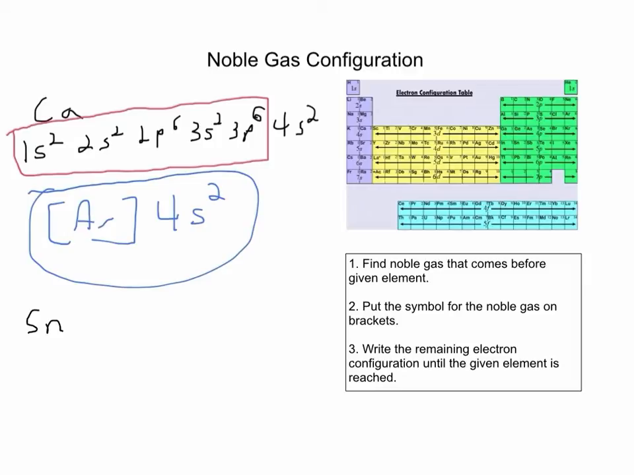So what you should get for tin is here on the periodic table, we find the noble gas that came before it, which is krypton, or we could always go to the end of the periodic table and up 1 row. So we get krypton in brackets, and then we write the electron configuration for what comes after krypton. So the next row is the 5s1, 5s2.